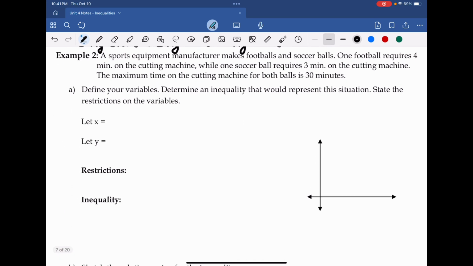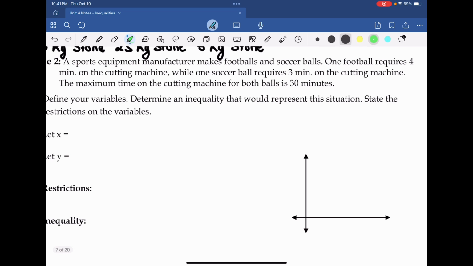Okay, a sports equipment manager is making footballs and soccer balls. One football requires 4 minutes to produce, while the other, which is the soccer ball, requires 3 minutes to produce. So maybe let's highlight that important information here. First and foremost, we have that the footballs require 4 minutes, and then our soccer balls require 3 minutes. The total we have to spend for both of these in production is 30 minutes.